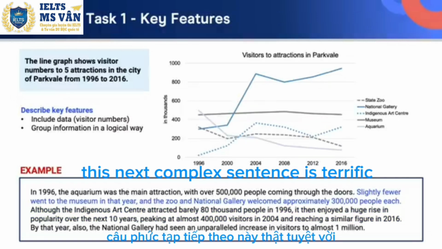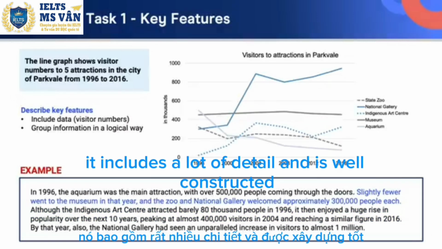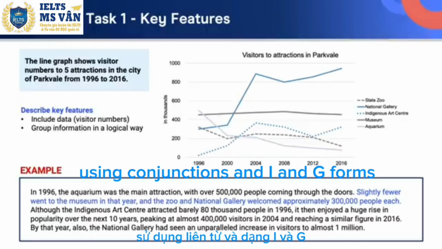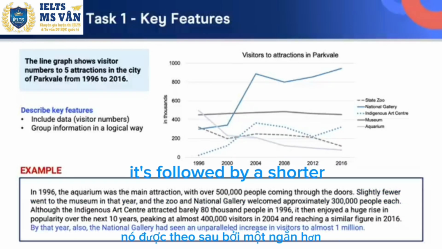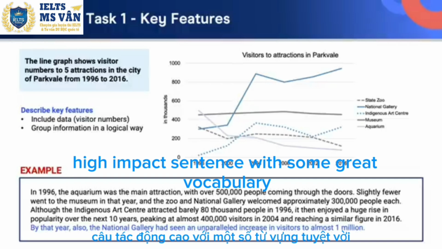Words and phrases like approximately, around, roughly, slightly under, and just over are really good in this context. This next complex sentence is terrific. It includes a lot of detail and is well constructed with its clauses linked using conjunctions and ing forms. This is the sort of sentence that'll get you a good score. It's followed by a shorter, high-impact sentence with some great vocabulary.